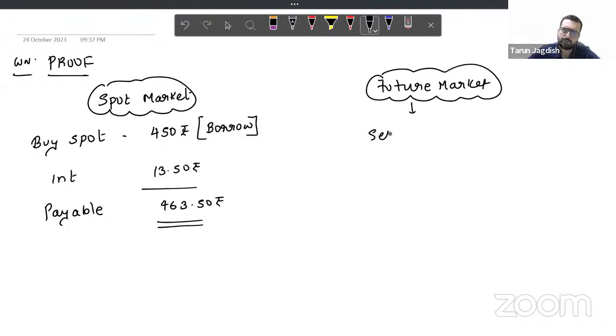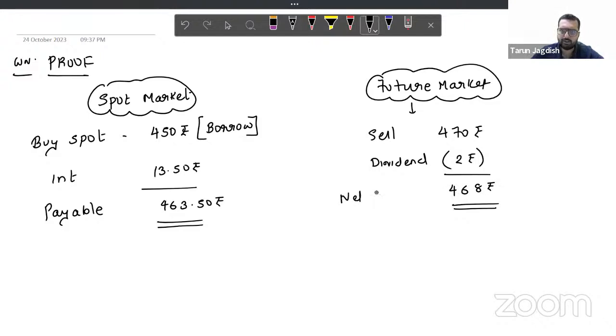Whereas what are you going to do in the future market? You are going to sell future. All right. You're going to sell at what price? What is the actual price over there right now? 470 rupees. All right. So once you sell at 470 on expiry, now what happens is here they are giving you a dividend. How much dividend are they paying you? 2 rupees. So this will be reduced. What will be the net selling price that you have over here? It will turn out to be 468. All right. So that is going to be your final price.